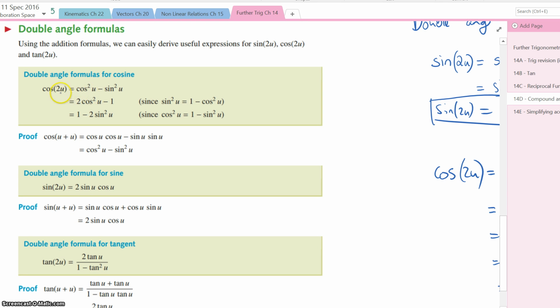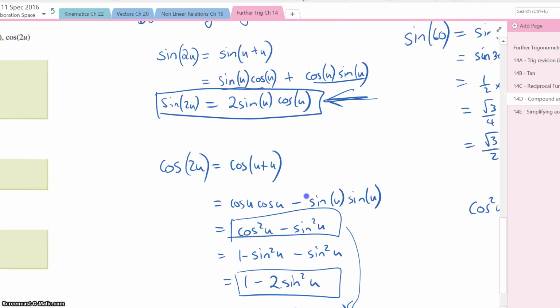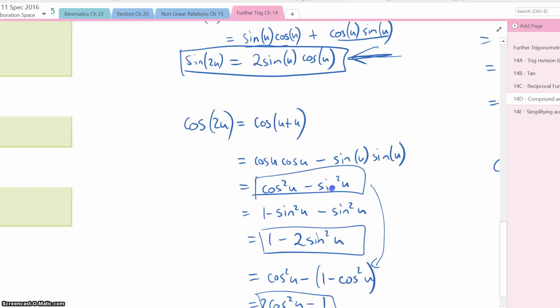So cos 2u is equal to all of these things. This is what we did before. Sine 2u is equal to 2 sine u cos u, and tan 2u, I didn't prove the tan one, but you can have a look at it yourself if you want to, is 2 tan u over 1 minus tan squared u. Okay, so all you need to know is the stuff in the green boxes. But it's nice to know all that other stuff. It's cool to have a play around with all this stuff. You know, it's a good party trick.